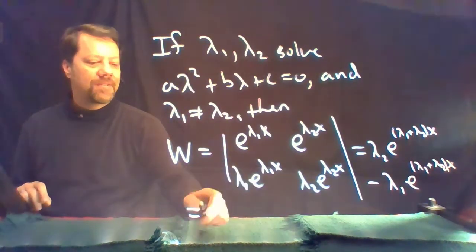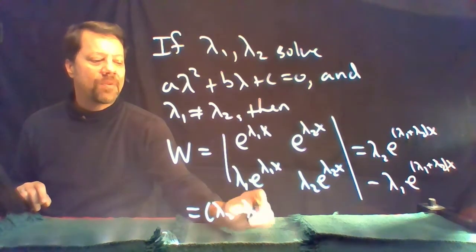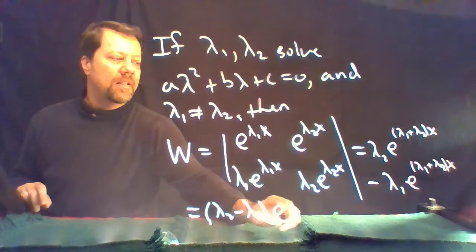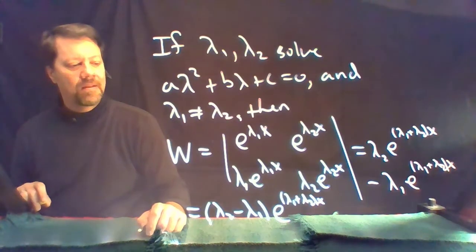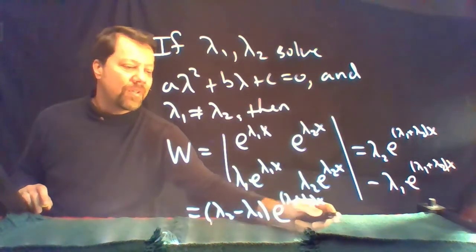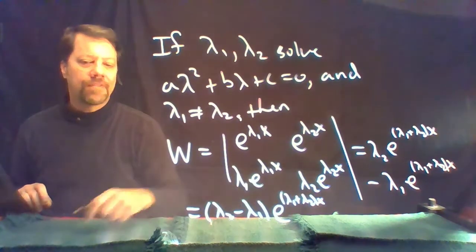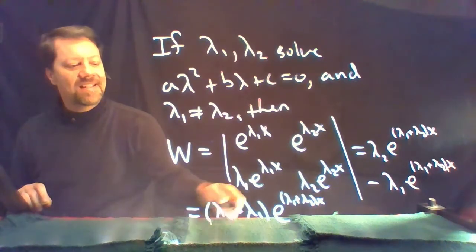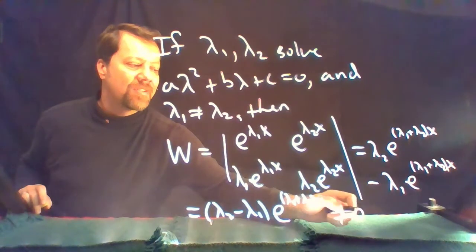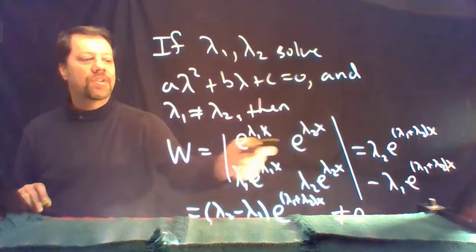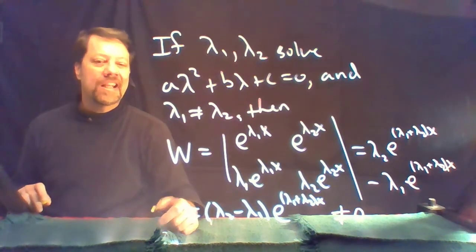We can factor the exponential function out and get lambda 2 minus lambda 1 times e to the lambda 1 plus lambda 2 x. This can only equal 0 if lambda 1 and lambda 2 are equal, since the exponential function is not 0. And since lambda 1 and lambda 2 are assumed to be distinct, we can see that this is not 0, which means that these functions, e to the lambda 1 x and e to the lambda 2 x, are linearly independent.